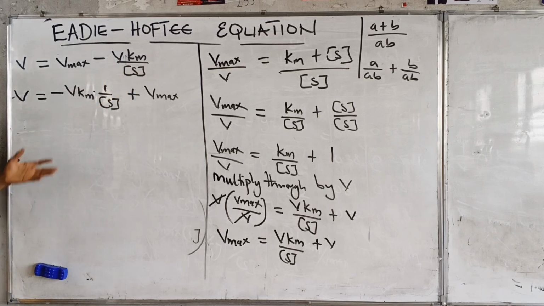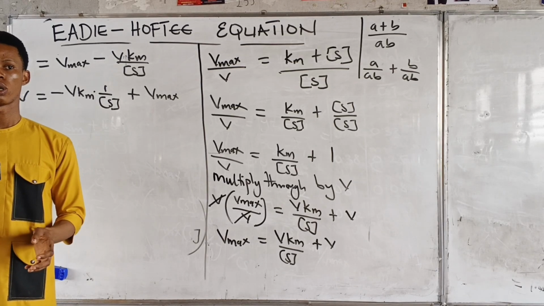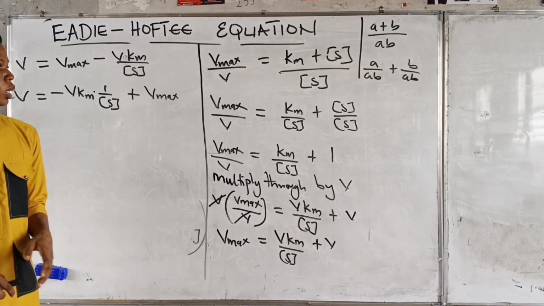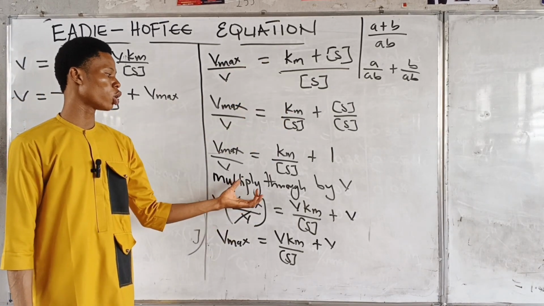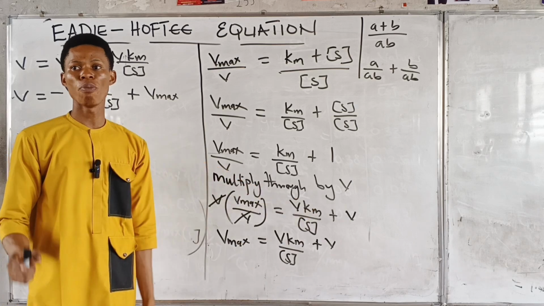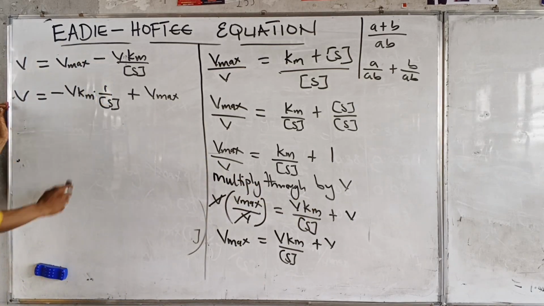Now, this is the equation. This is EADIE HOFTEE's equation. This equation we have on the board now is EADIE HOFTEE's equation. The first thing we did was we took the reciprocal. Next, we multiplied through by what? V max. Next, after multiplying through by V max, we were rearranging. And the last thing we did was we multiplied through by V, and we made V the subject of the formula. Now, this is the EADIE HOFTEE's equation.